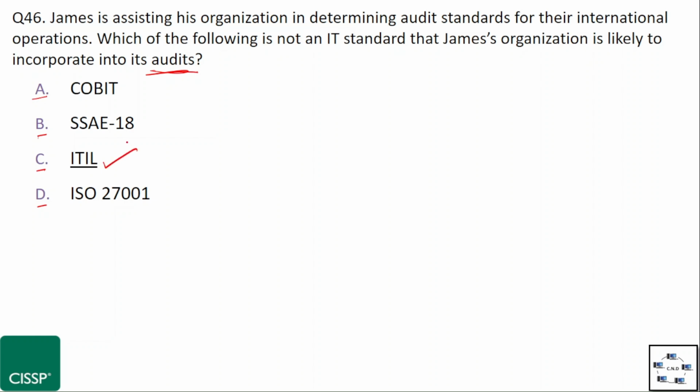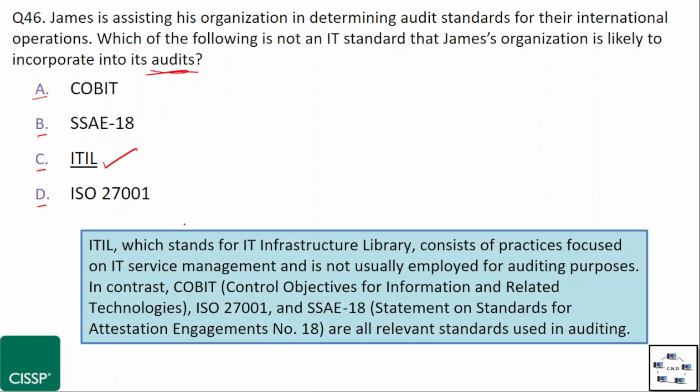ITIL. So the ITIL, which stands for IT Infrastructure Library, consists of practices focused on IT service management and is not usually employed for auditing purposes. In contrast, COBIT, Control Objectives for Information and Related Technologies, ISO 27001, and SSAE-18, Statement on Standards for Attestation Engagement number 18, are all relevant standards used in auditing.